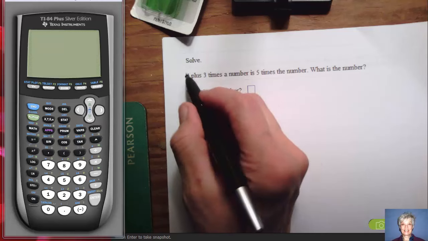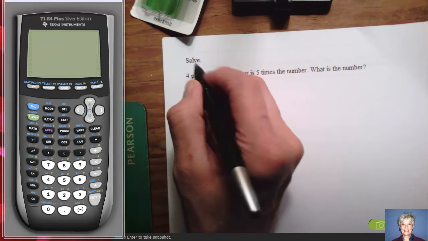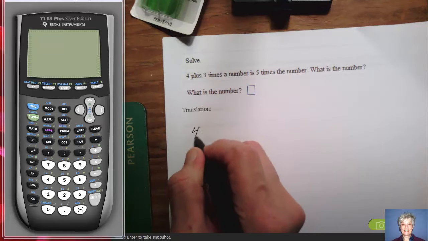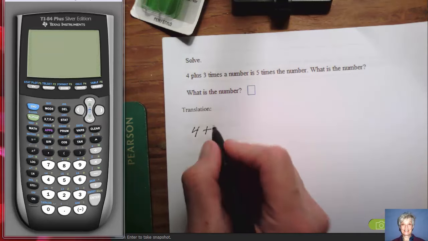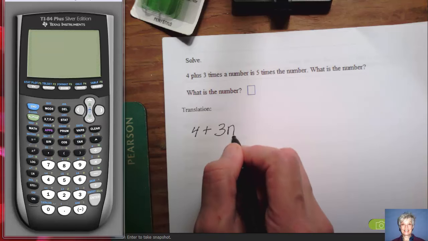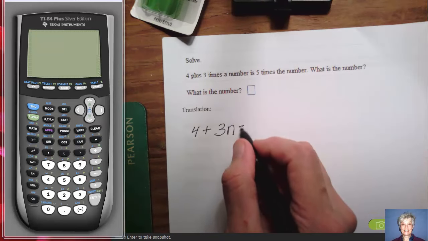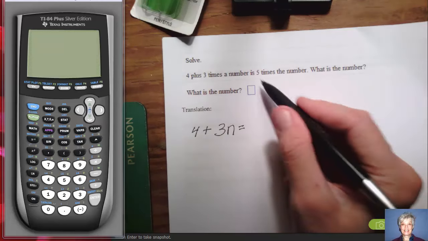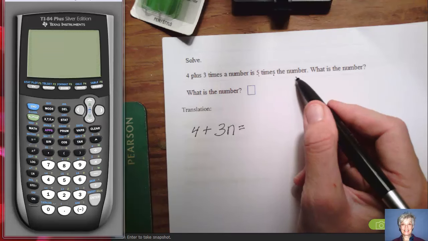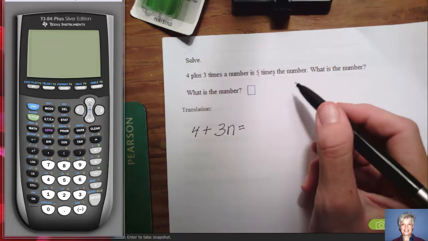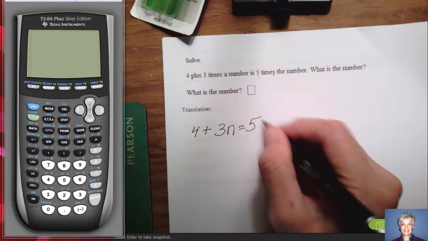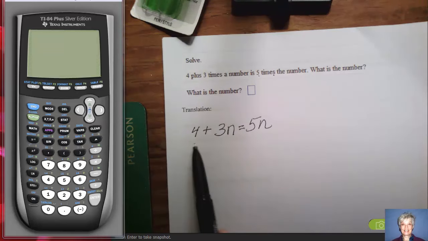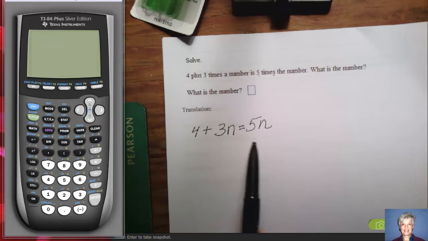All right, here we go. We're going to say 4 plus, well, that's pretty clearly 4 plus, isn't it? Let's write it down here. 4 plus 3 times a number equals 5 times the number. What is the number? It's the same number. This time 5 is being multiplied by it. And this is what it says: 4 plus 3 times a number is 5 times the number. What is the number? I don't know.